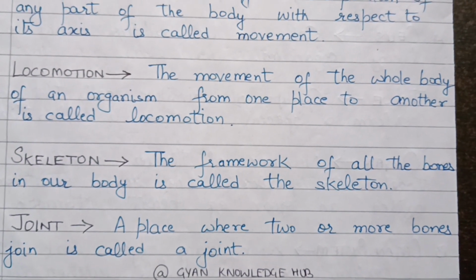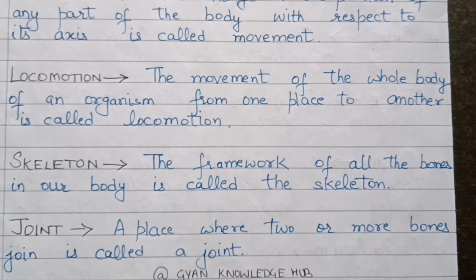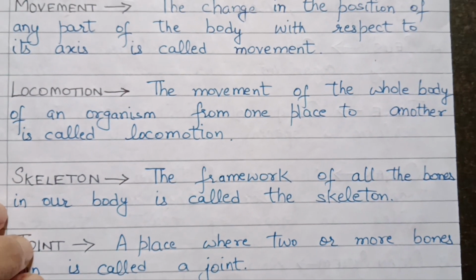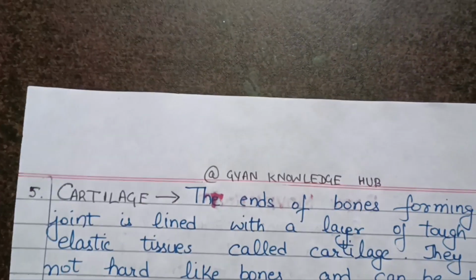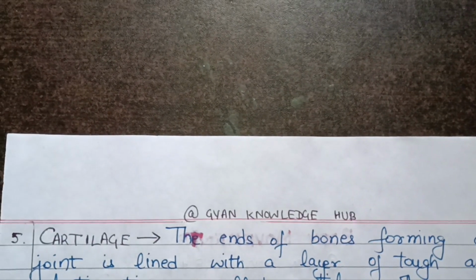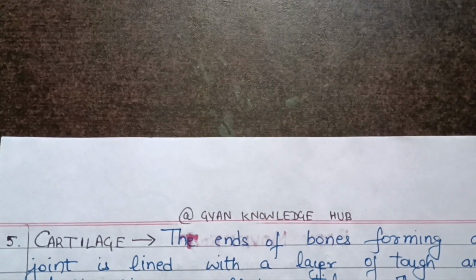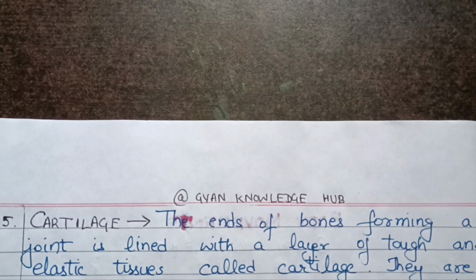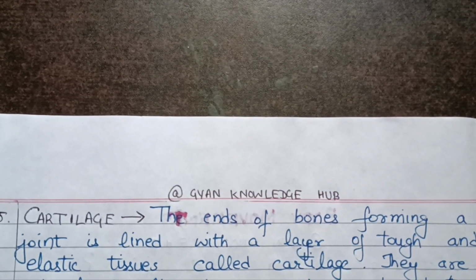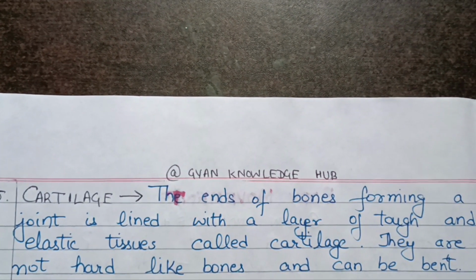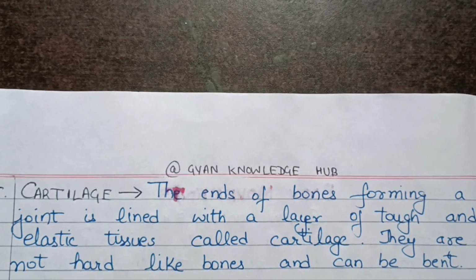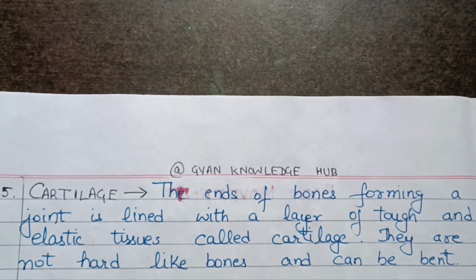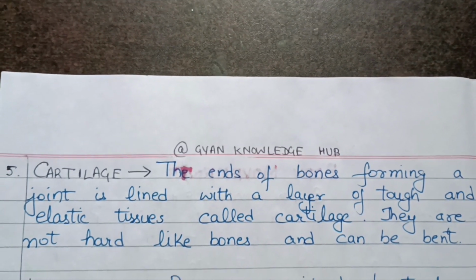Okay, so next word is joint. A place where two or more bones join is called a joint. Next definition is cartilage. The ends of bones forming a joint is lined with a layer of tough and elastic tissues called cartilage. They are not hard like bones and can be bent. So they are flexible in nature and they can be bent. They are not stiff like bones.